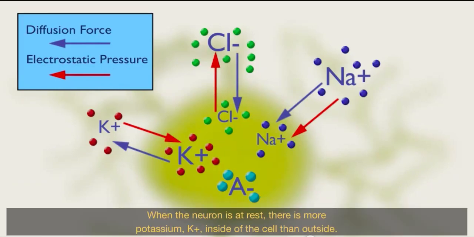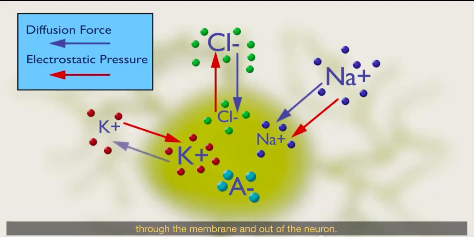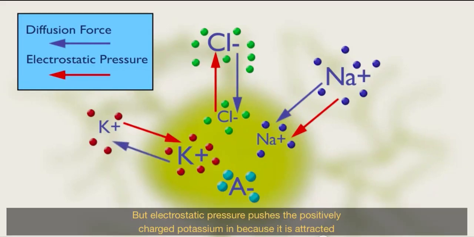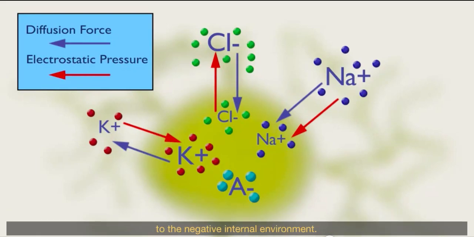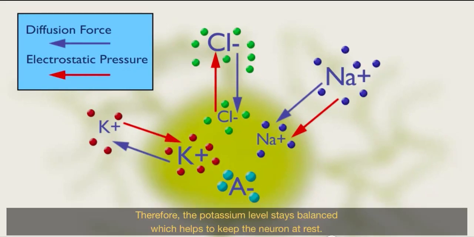When the neuron is at rest, there is more potassium, K+, inside of the cell than outside. The diffusion force pushes potassium down its concentration gradient, through the membrane and out of the neuron, but electrostatic pressure pushes the positively charged potassium in, because it is attracted to the negative internal environment. Therefore, the potassium level stays balanced, which helps to keep the neuron at rest.